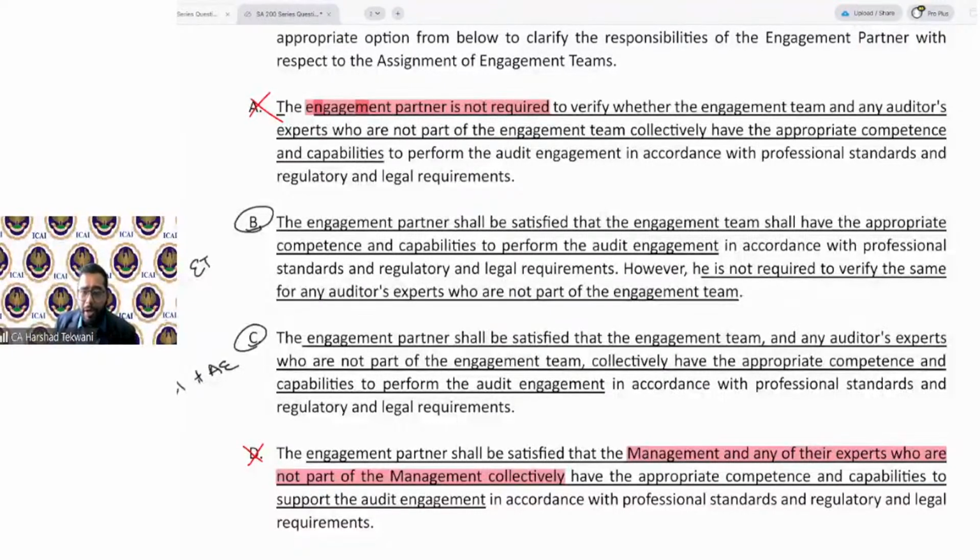As a part of that SA, there is a requirement that the auditor is required to evaluate whether the auditor's expert has the necessary competency, capabilities, and objectivity for the auditor's purpose, and whether he will be in the position to safeguard and to avoid threats that are applicable to us also. So in that case, we are required to look into the auditor's expert competency and capabilities also, and hence B will be incorrect and C will be correct.